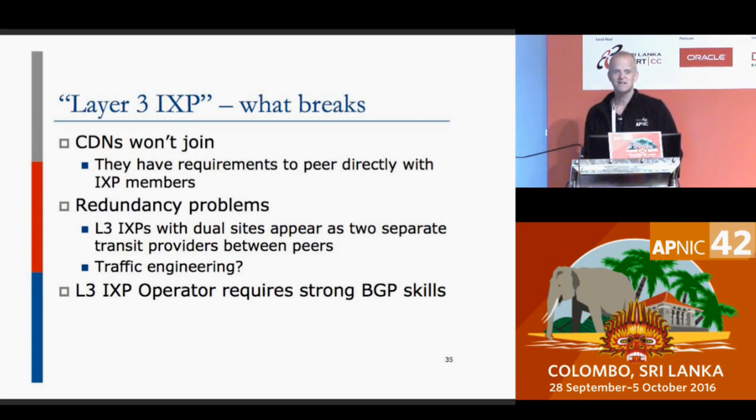Redundancy problems: you're basically setting up a transit provider. So the redundancy provided ends up being transit provider redundancy and not a neutral IX. And of course, the operator needs strong BGP skills, probably better BGP skills than anybody else has. And you don't really want this either. It's not justification for running at layer 3.